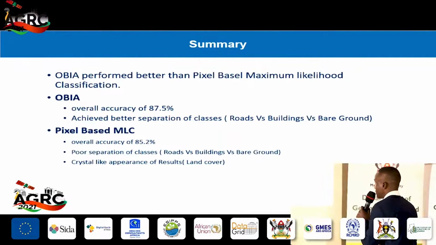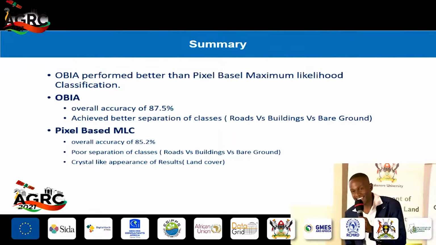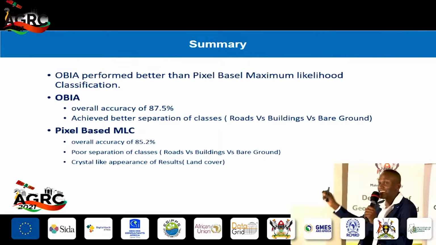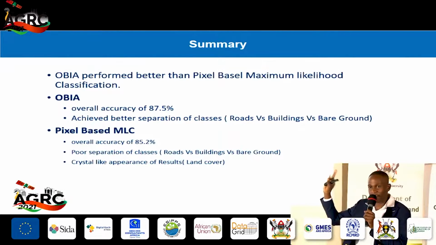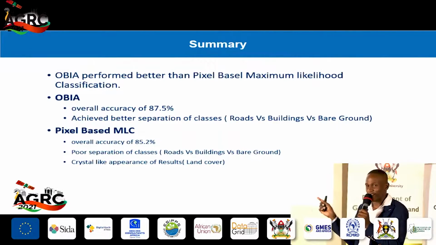So, further, in summary, of course, OBIA performed better than maximum likelihood, with an accuracy of 87.5, and then pixel-based had an accuracy of 85.2. And then, of course, OBIA achieved better separation of the 3 classes, the roads, the buildings, and the bare ground. But have it in mind that this is high-resolution imagery. So if you are dealing with Sentinel-2, Landsat 8, or MODIS, I don't know what it will give you.